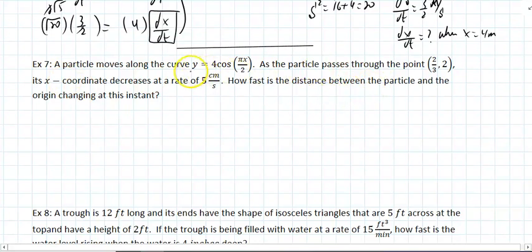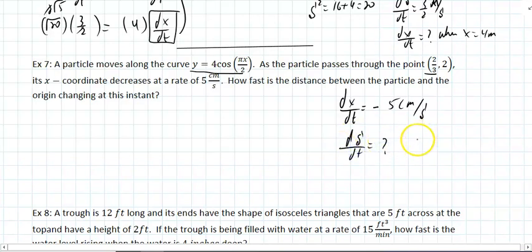A particle moves along this path. As the particle passes through the point at 2/3, pi over 3, that's a half, that's 2, its x coordinate decreases at a rate of 5 centimeters per second. How fast is the distance between the particle and the origin changing when x equals 2/3? So if I glance at the graph of this, the graph is not needed, of course.